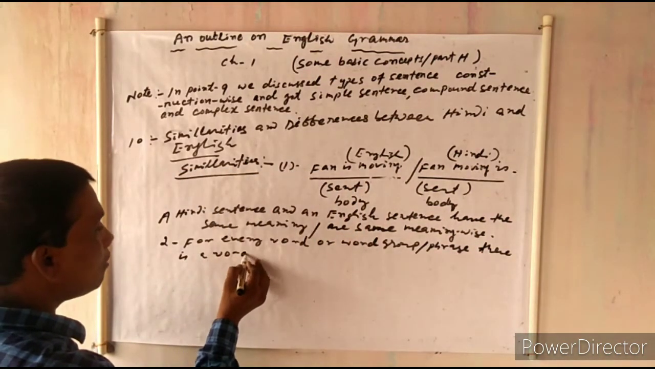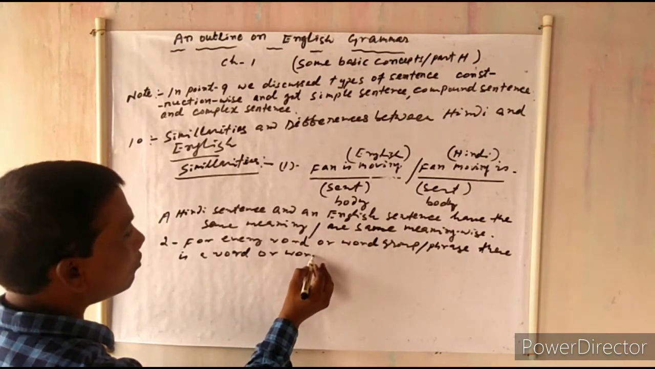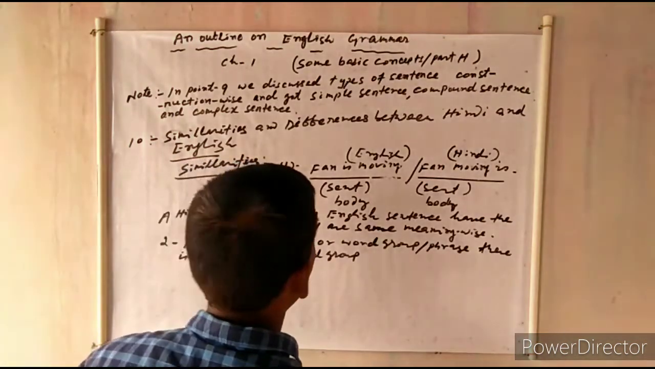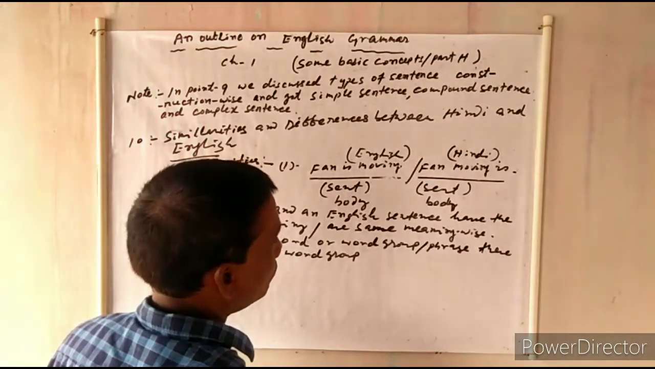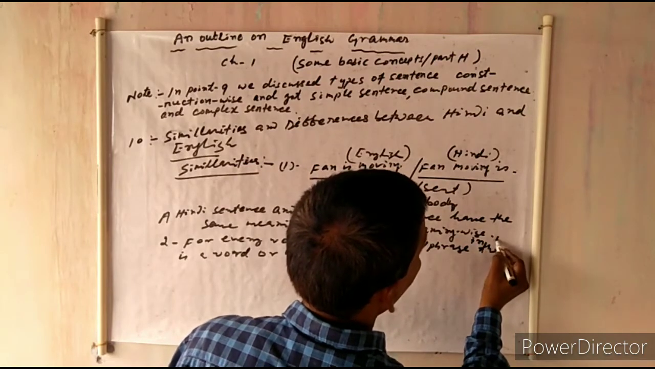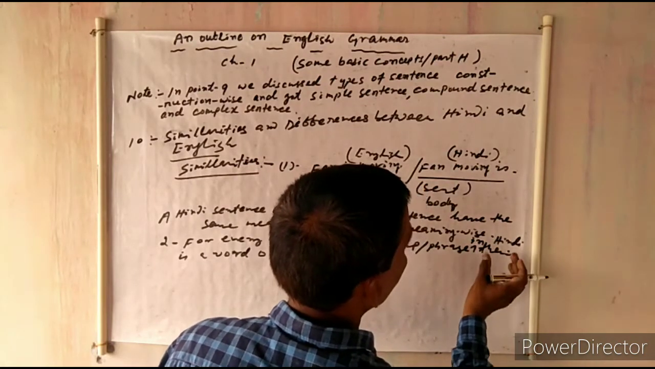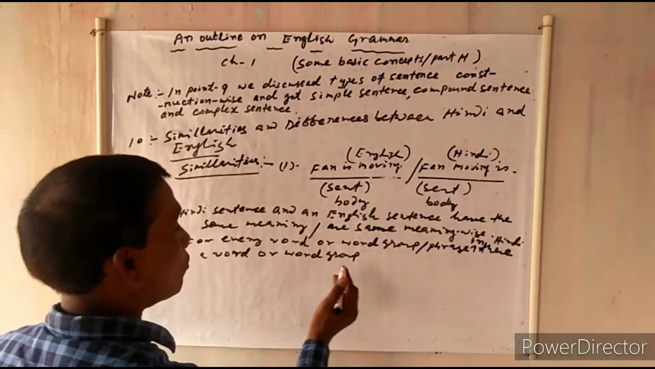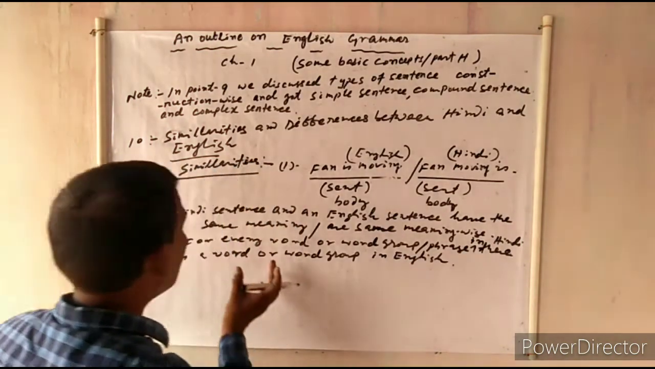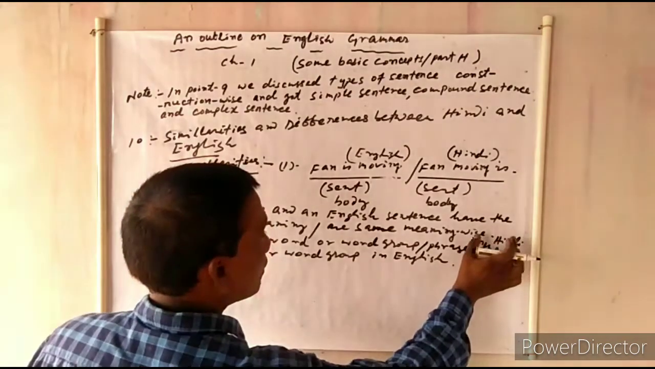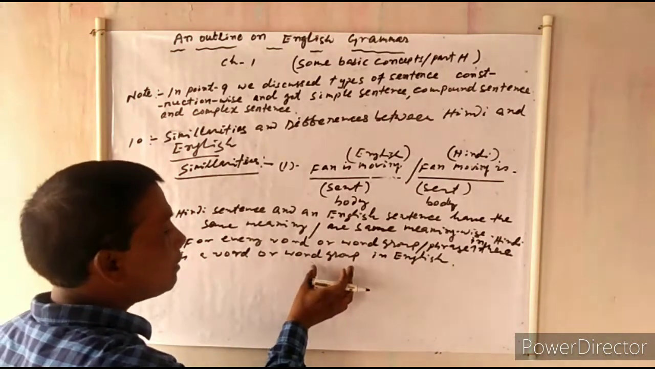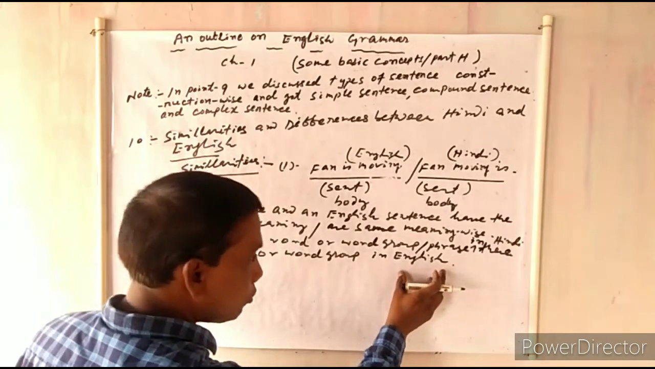For every word or word group or phrase in Hindi, there is a word or word group in English. मतलब what is this? हिंदी का हर शब्द या शब्द समूह के लिए इंग्लिश में एक वर्ड या वर्ड ग्रुप, एक शब्द या शब्द समूह इंग्लिश में भी होता है.